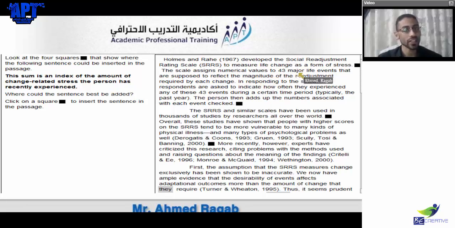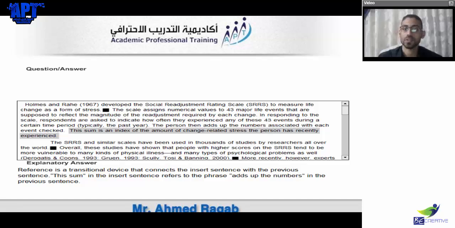So the paragraph talks about stress here as a form of stress. The scale assigns a numerical value to the 43 major life events. The person then adds up the number associated with each event checked. This sums up an index of an amount of change related to stress. Very nice. Go next.